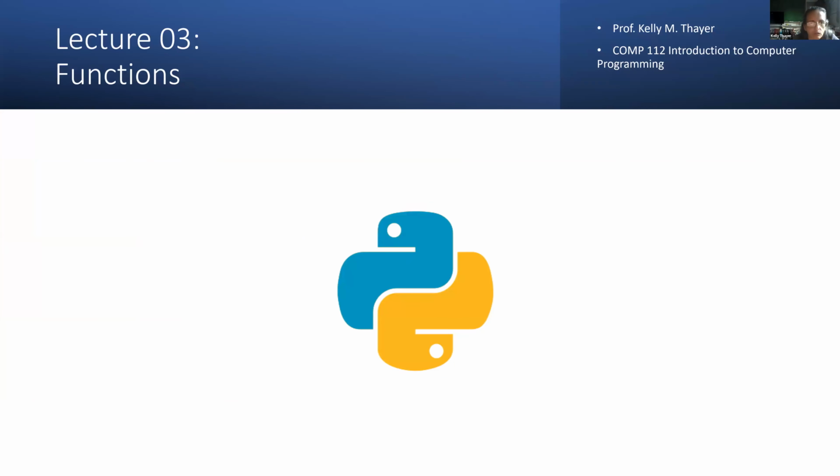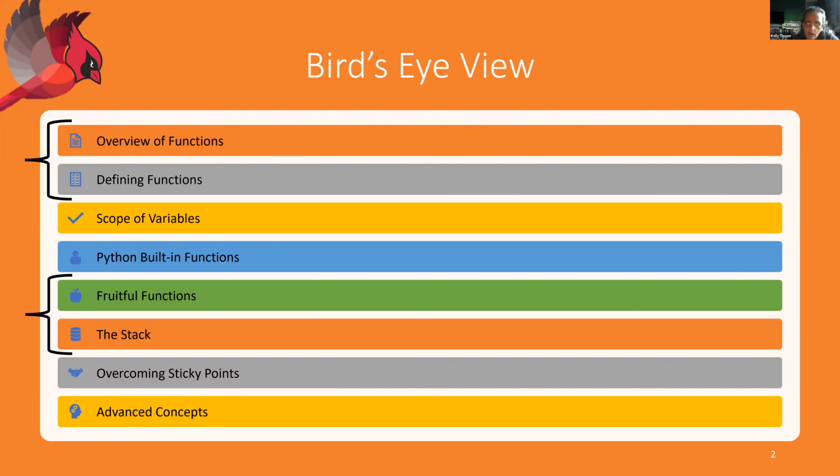All right, so this will be the lecture 3 functions, which follows along in your readings on the functions. So the things we're going to talk about are overview of functions and how to define functions. That will be our goals for today. We'll also take a look at the scope of variables, that is where they can be used, and also Python built-in functions, functions that are already available for you to use in your Python.